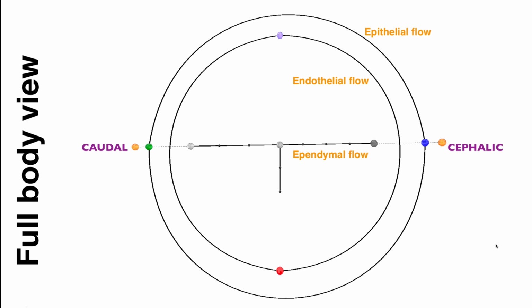A first example sees the classic whole body layout as an outer circle of epithelial assemblies for key body surfaces such as gut, lung, genitourinary, and skin LIFs, surrounding an inner circle for endothelial assemblies for blood and lymph conduits.